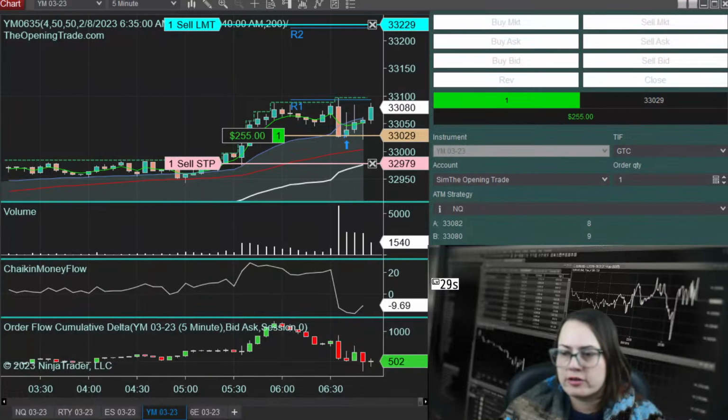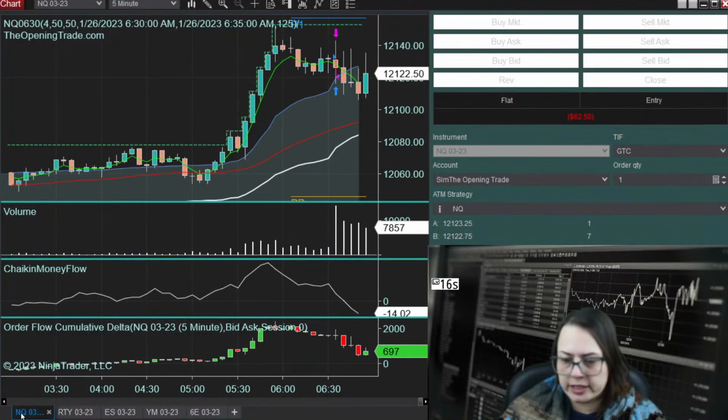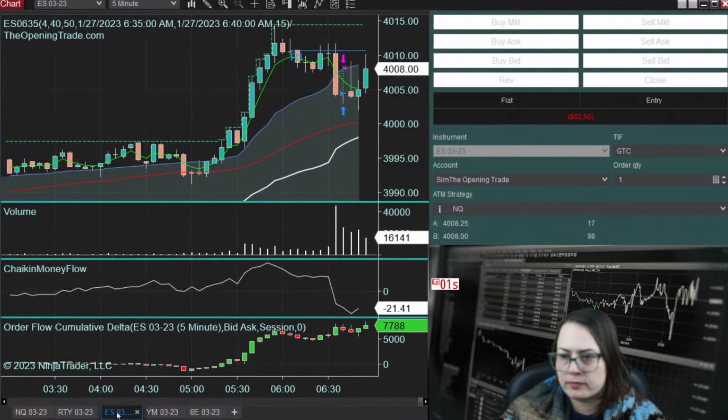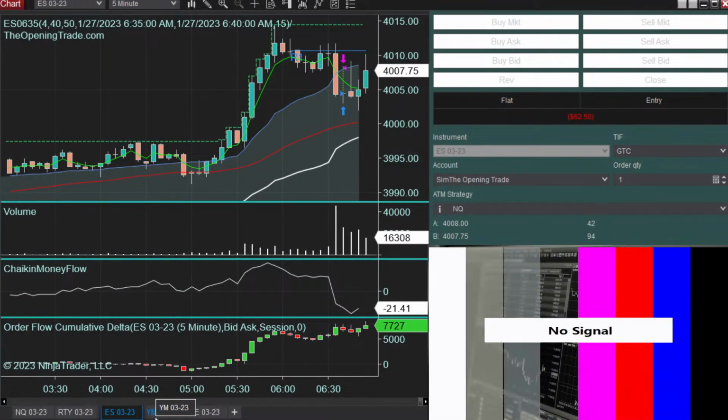So again, we are in an automated trade. This is on the Dow Jones futures. Let's take a look at what the other markets are doing at this time. Looks like the Nasdaq is starting to find support to go the other way, as well as the Russell 2000 and the S&P 500.